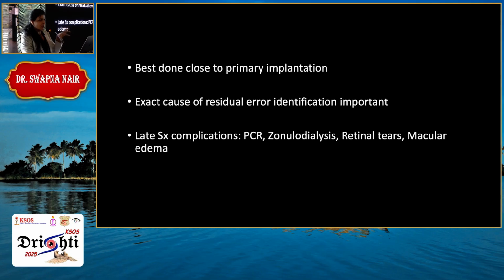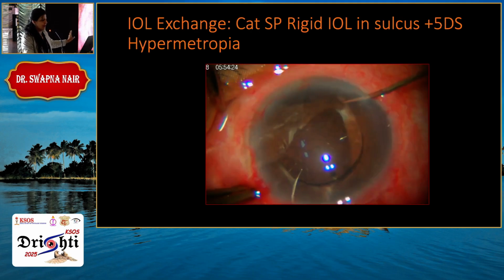And it's always done close to the primary implantation, before all the synechiae or all the capsular adhesions have taken place. And it's very important to identify the exact cause which has resulted in that residual error, because if you don't identify it, you may go wrong again with the secondary implant that you're using. And always watch out for late surgical complications. You cannot do it in an eye which already has a zonulodialysis or a tear, and always look out that even when you're implanting, you can induce all these complications.